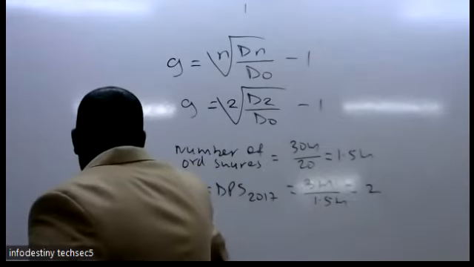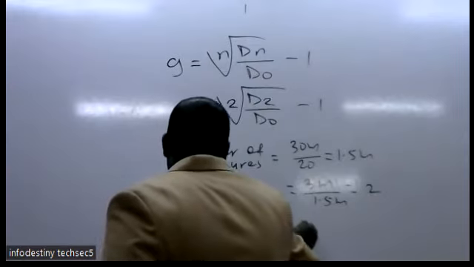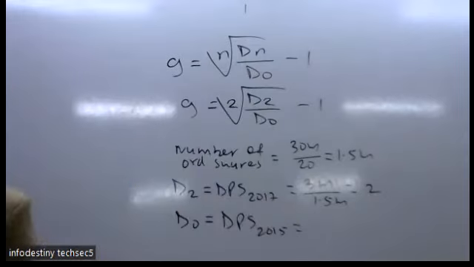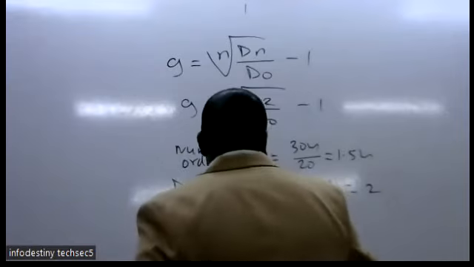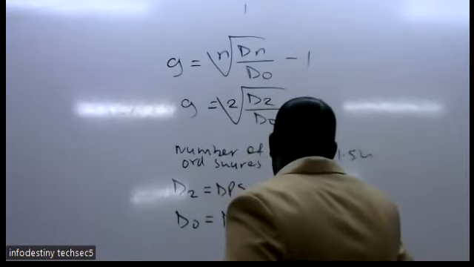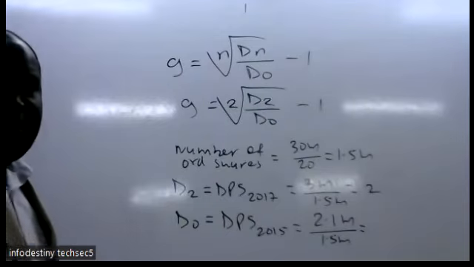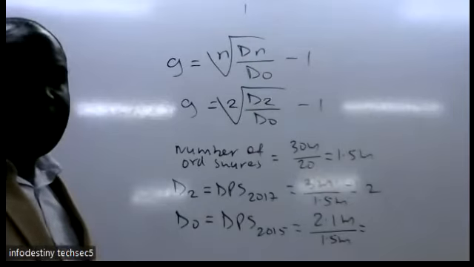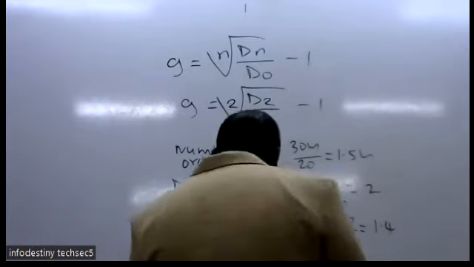We also calculate D0. D0 is the dividend per share in the year 2015. So it will be given by 2.1 million, also divided by 1.5 million ordinary shares. So that will give us which figure? 1.4. We get a figure of 1.4.